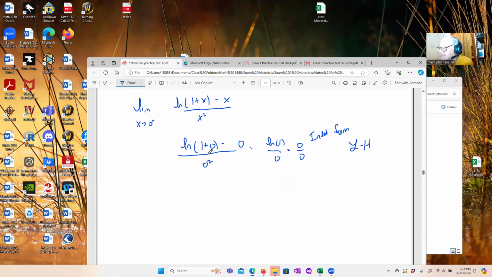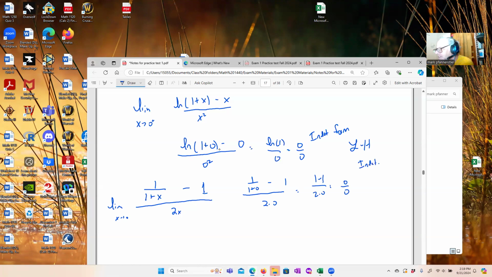So L'Hopital's rule means we have to take the derivative of the top and then of the bottom. Taking the derivative of the top here, we end up with 1 over 1 plus x times its chain, it's just 1, minus 1, all over 2x. Okay, so that's what we have first. Now let's try it again. Limit as x goes to 0. Plug in 0, we get 1 over 1 plus 0 minus 1 divided by 2 times 0. We have 1 minus 1 over 2 times 0, which is, oh my goodness, another indeterminate form. Who would have guessed? So again, we have to use L'Hopital's rule again.